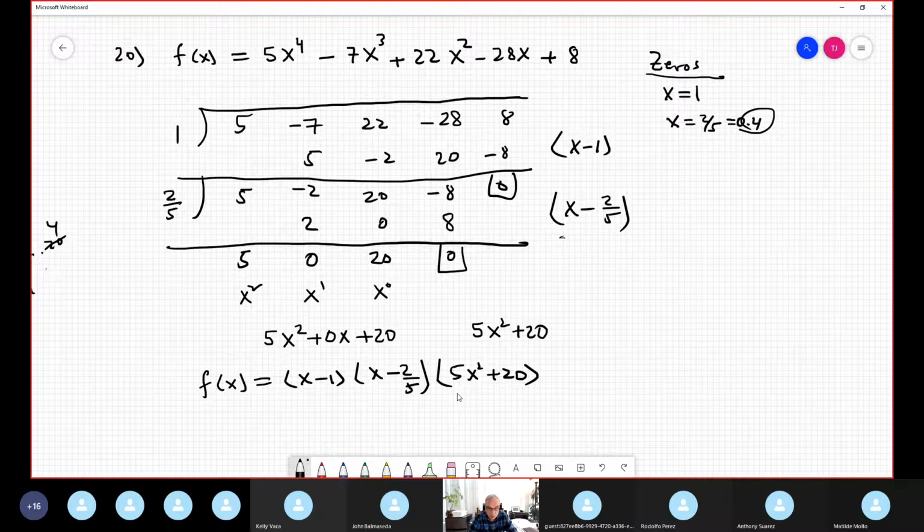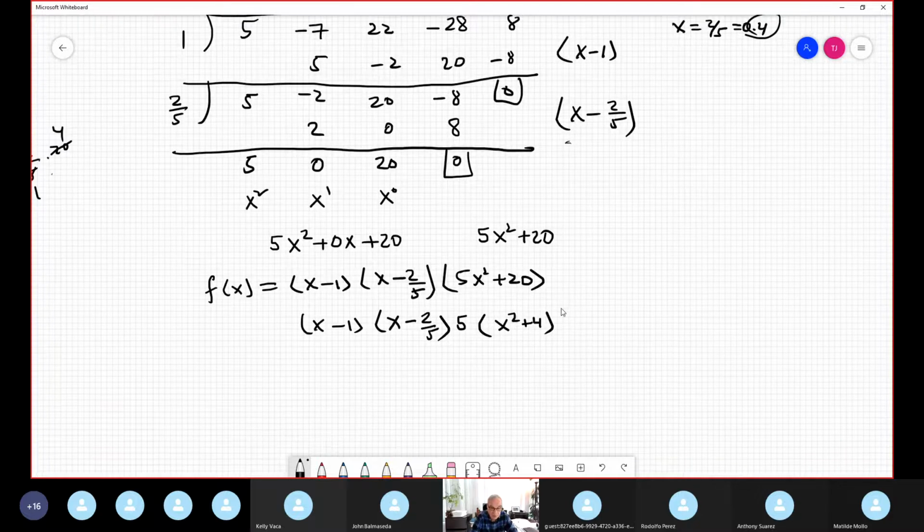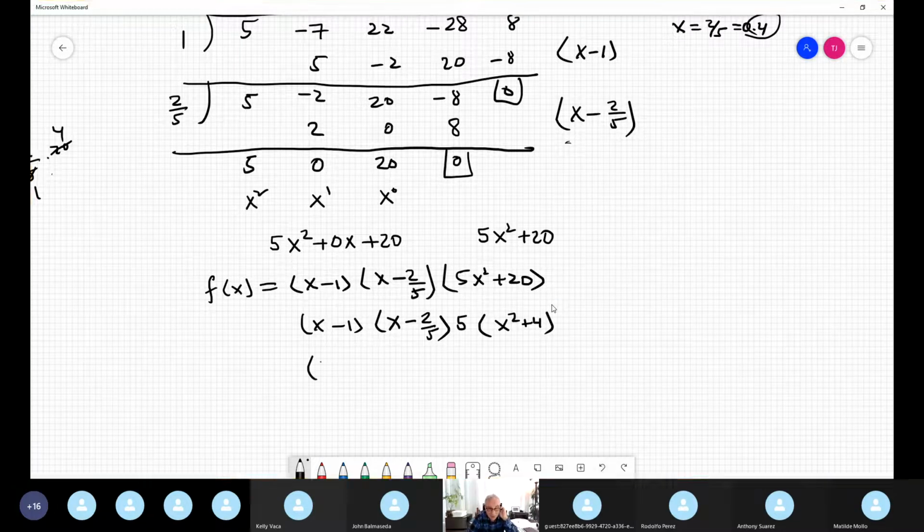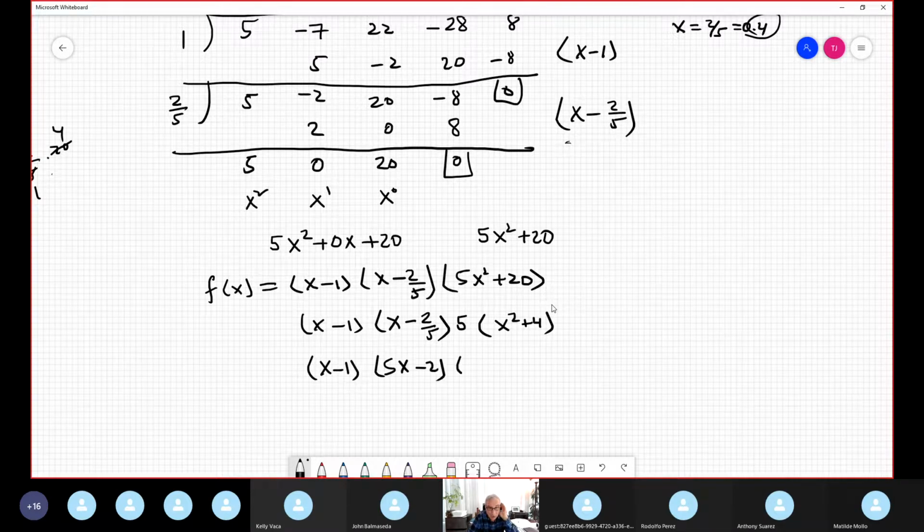to do factorization in this part, the 5. So you put x minus 1, x minus 2 over 5, you factor out the 5, and you have x squared plus 4, no? And why no? This 5 you multiply by the other one. If you leave it like that, it's okay. However, this is a cosmetic part, no? If you multiply by 5, here is x minus 1, 5x minus 2, and x squared plus 4.